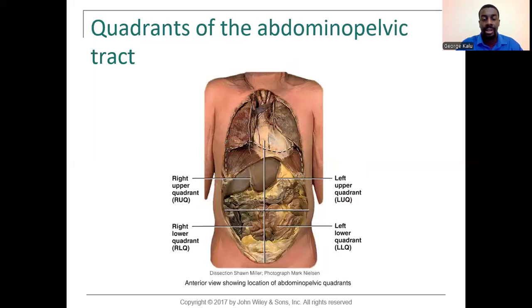Okay. Now, the next type of description for the abdominal pelvic cavity is the quadrants. Quadrants are real easy. You just make two lines through the abdomen, and the two lines are going to intersect at the belly button. Right here. And that's going to divide everything into the left upper quadrant, right upper quadrant, left lower quadrant, right lower quadrant. Super easy, super straightforward. Nothing special there.